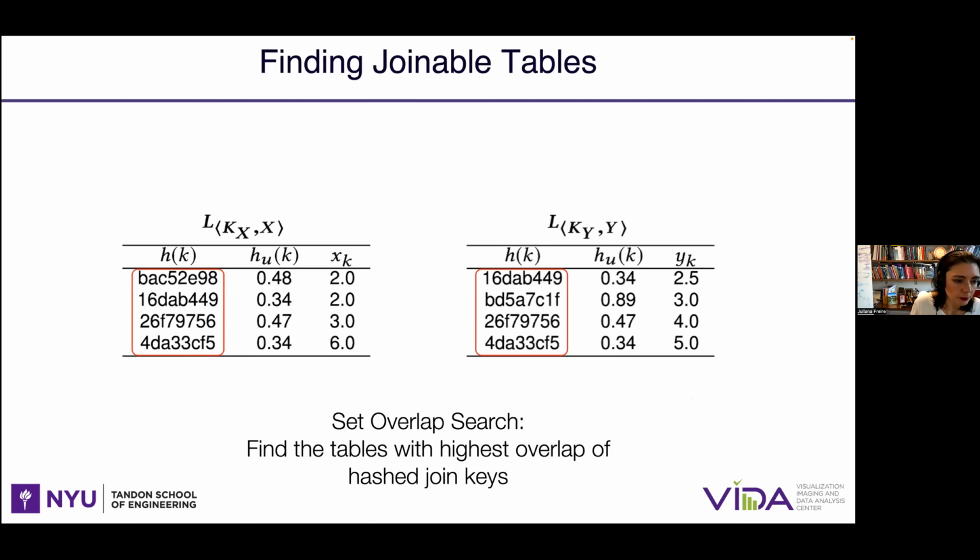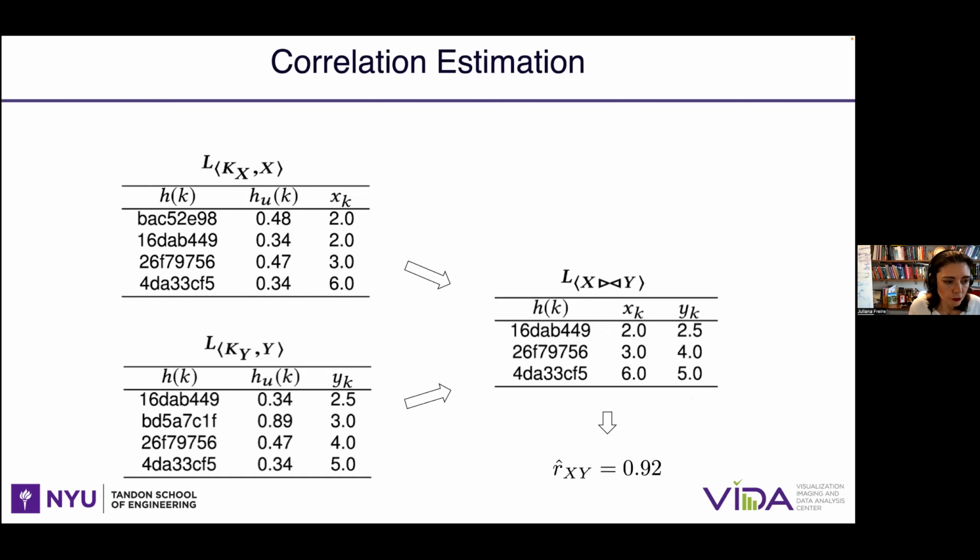And to find joinable tables, all that we need to do is the set overlap search. We find tables that have the highest overlap of the hash join keys, and this is something that can be done really efficiently using inverted indexes. Once we find those tables, to estimate the correlation, it's again very simple. These are tiny sketches. We can do these joins in memory very efficiently.